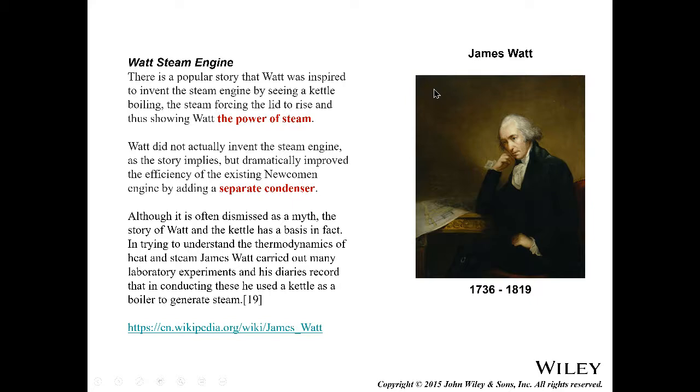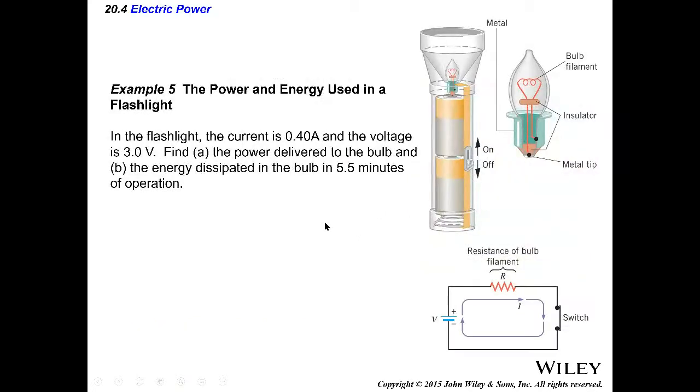Because each time you cook a pot of water, and if you were to cover it, when the steam is building up, the cover in fact rises a little, right? Watt did not actually invent the steam engine, as the story implies, but dramatically improved the efficiency of the existing Newcomen engine by adding a separate condenser. Anyway, the name Watt is now. Okay, don't worry about this.